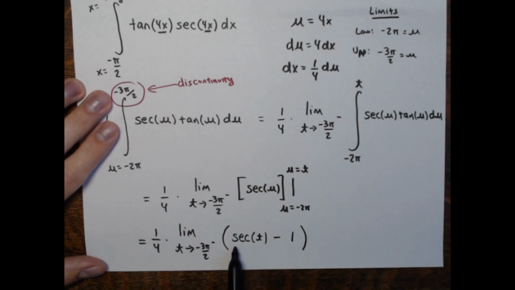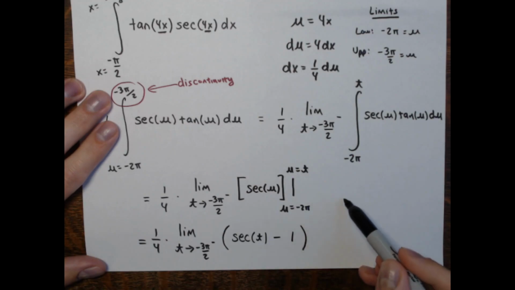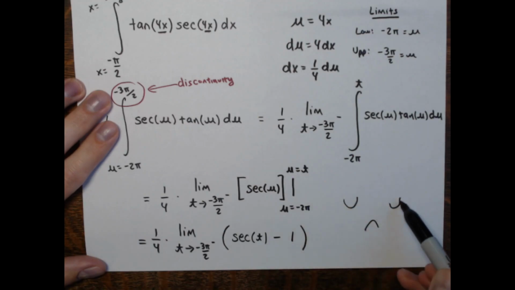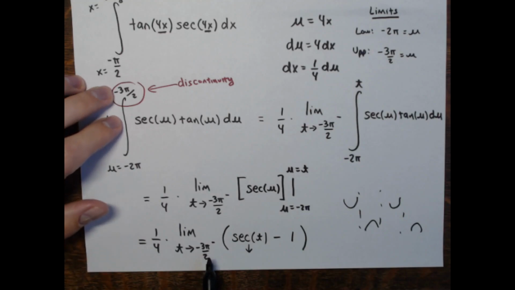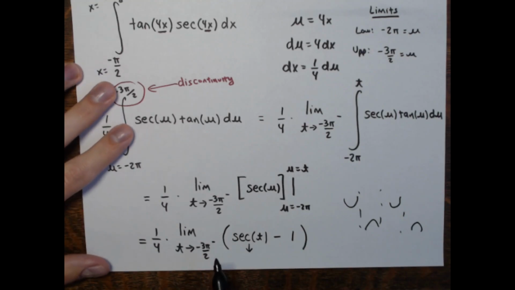Okay, now your secant functions, right? Remember the secant function looks like U up, U down, U up, U down, like that with a bunch of asymptotes all over the place. As we approach either of these asymptotes, this thing's going to infinity. Now, if you approach negative 3 pi over 2, that's coterminal with pi over 2.